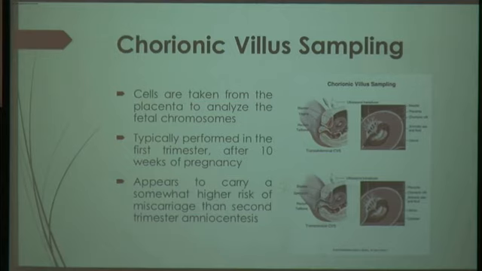They're done from different origins, but they take the same tissue, the chorionic villus, and look into the chromosomes. This also has a slight risk of miscarriage, but it has a little bit higher risk of miscarriage than the second trimester amniocentesis.